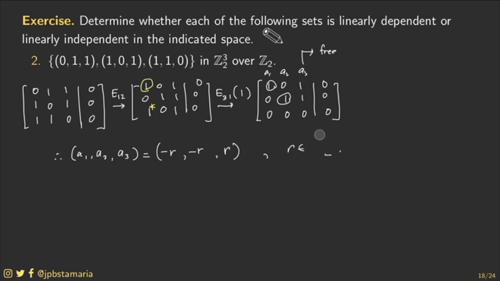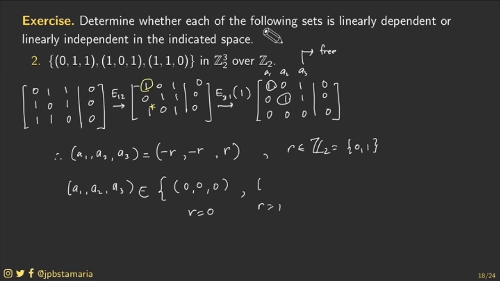But Z2 only has 0 and 1. So basically, there are two solutions. What are the two solutions? When R is 0, and when R is 1. When R is 0, it's just a trivial solution. When R is 1, you get minus 1, minus 1, 1. But minus 1, minus 1, 1 is what? Minus 1, minus 1, 1 is just the same as 1, 1, 1.